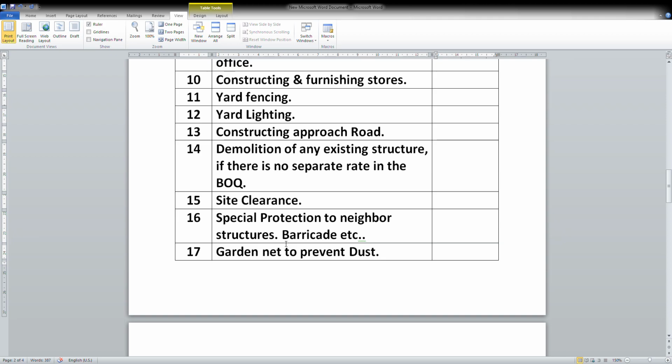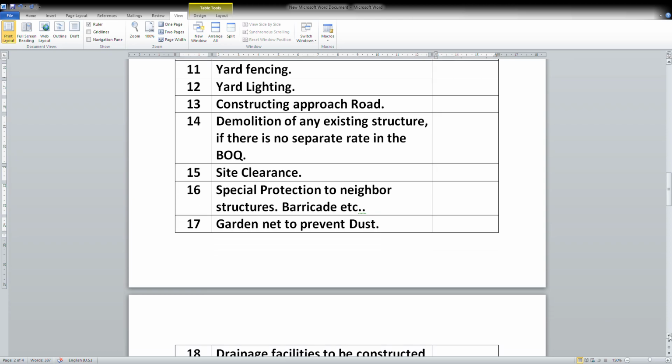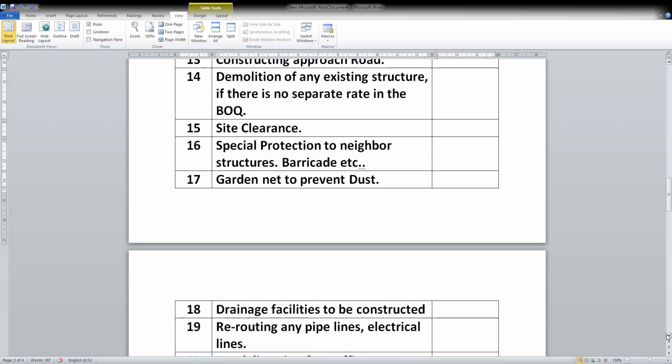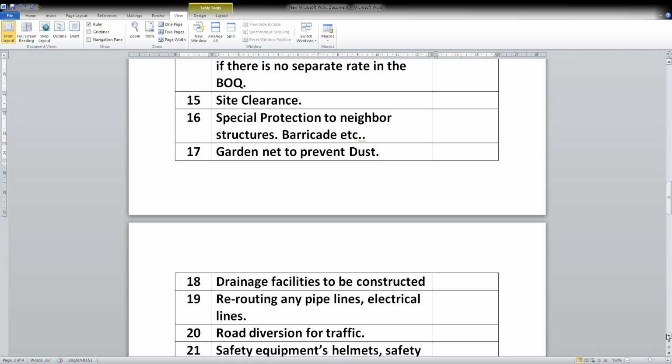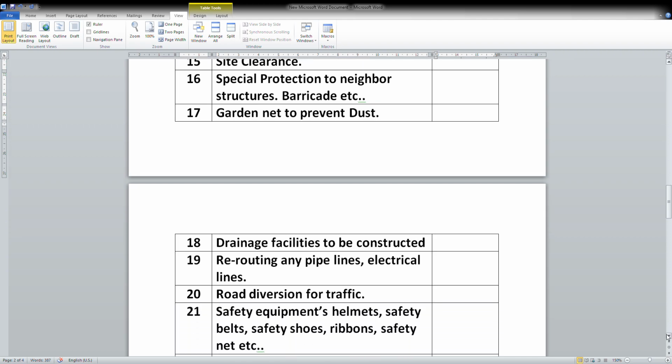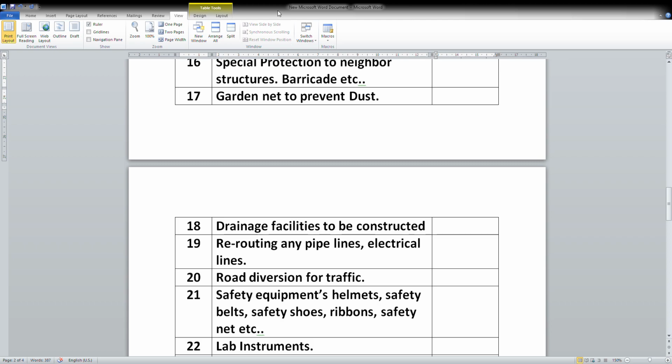Special protection to neighbor structure, barricades, etc. If any barricade has to be put up for the adjacent properties, then that cost has to be separately worked out, and if it is not a separate item in BOQ, then it has to be taken care of here. Garden net to prevent dust falling and all, this can be considered, worked out and taken here.